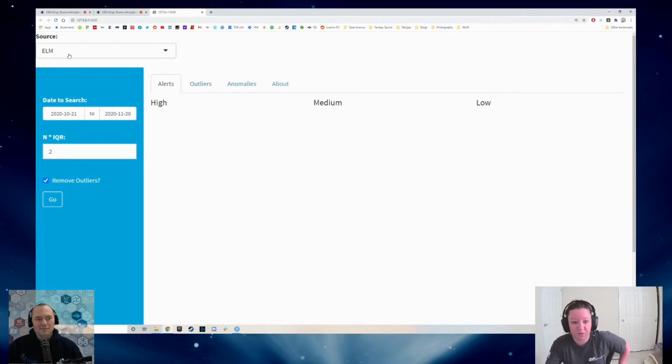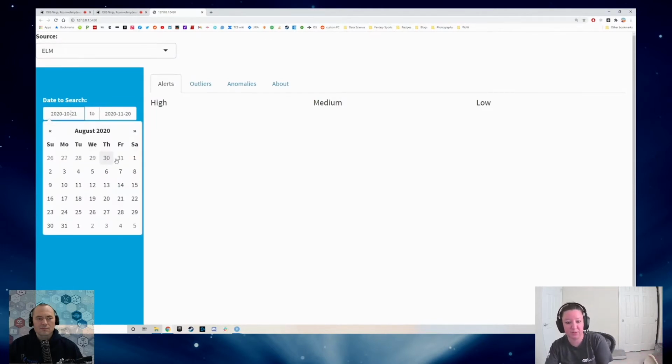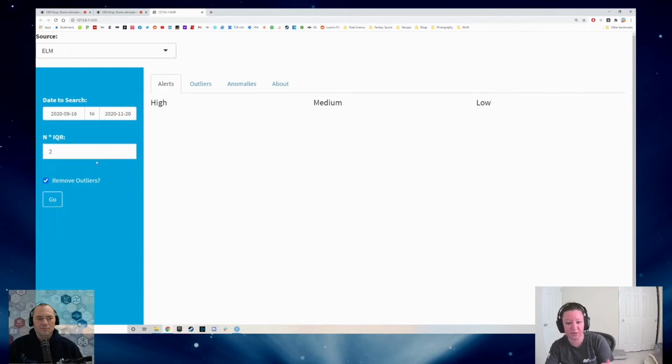So what you're looking at here is they have 4 different data sources they can choose from. We're going to stick with this ELM one for now, which just means this is before it went out into the field. This is early life monitoring of the machines. We can specify a date range, and I'm just going to put this to September. We're going to look for alerts, which are high, medium, and low significance anomalies. The default is we remove outliers, and I'll show you why in a second. This is querying a live database as well.